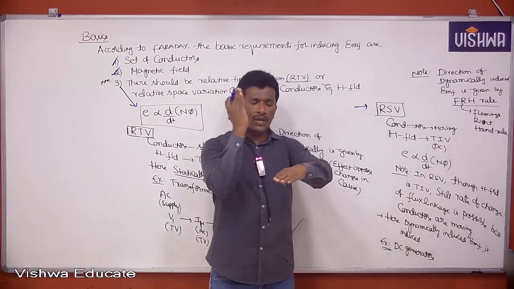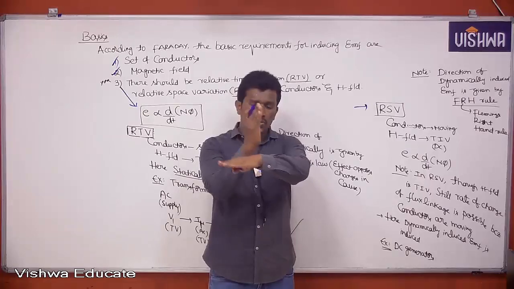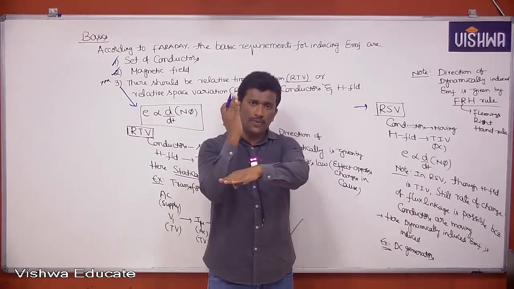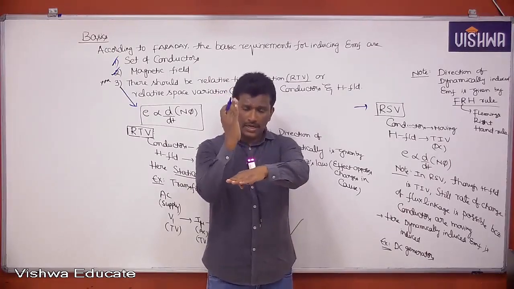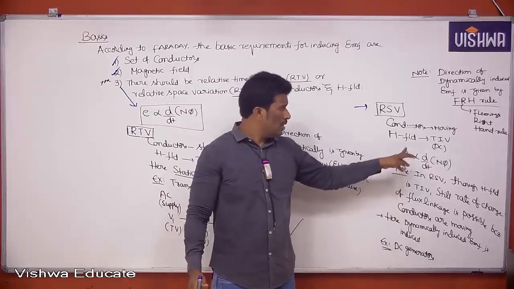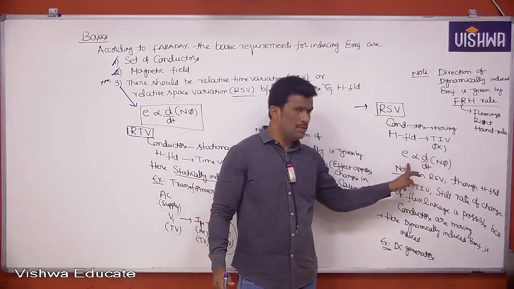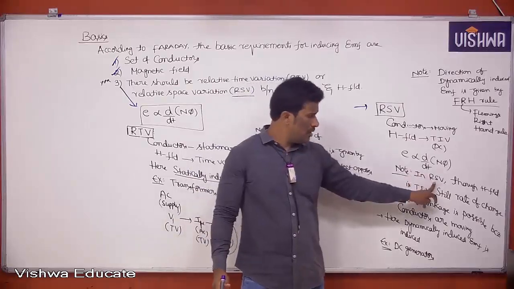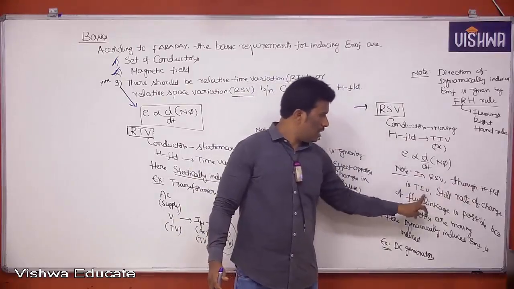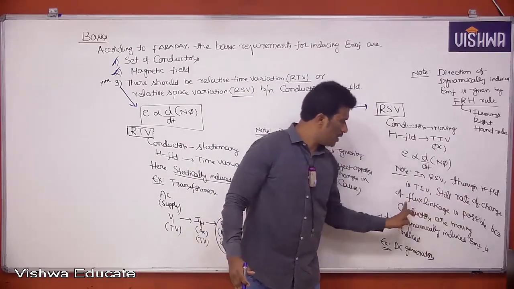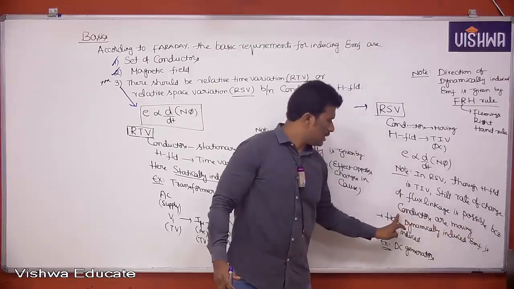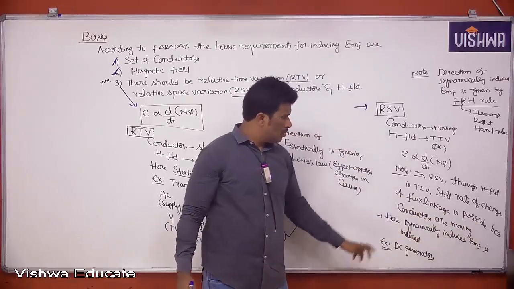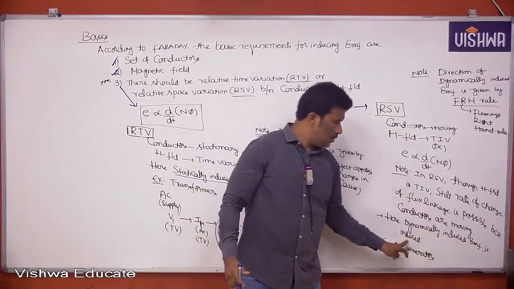Conductors are moving and the magnetic field, though it is time invariant, so rate of change of flux linkage is possible because conductors are cutting the magnetic field, no? So rate of change of flux will be possible because conductors are moving. So that one I wrote here. In RSV, though the magnetic field is time invariant, still rate of change of flux linkage is possible because conductors are moving. So here dynamically induced EMF is induced.